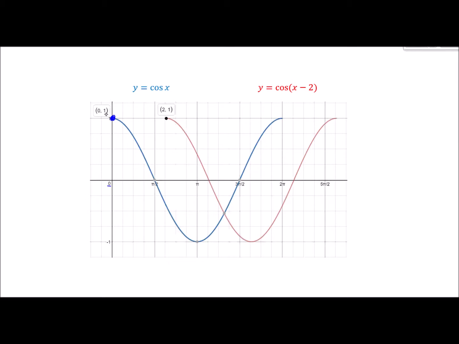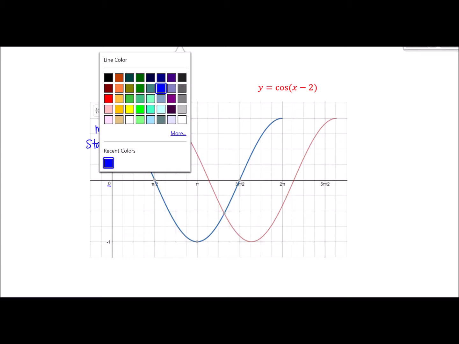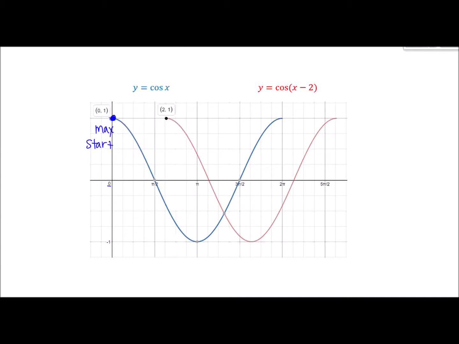For example, this point right here on a cosine starts at the maximum, right? And this is where the graph started. But if you look at this new one, this red one, here's that first max. So this is the new start. And what's happened is that the y value stayed the same, but the x value increased to 2. So basically it moved to the right 2.